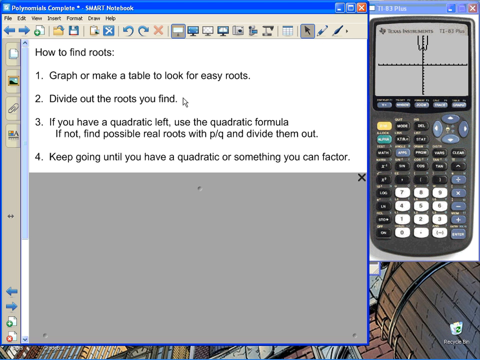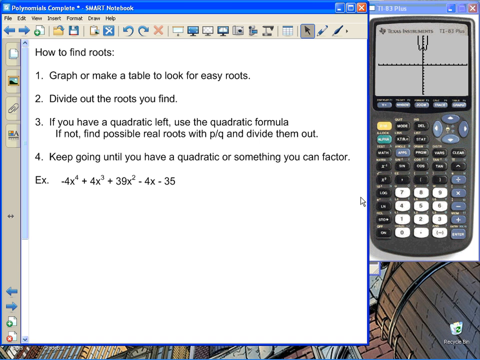You're going to divide out the roots you find. Okay, so we'll go through that. We'll use long division to divide out those factors. If you have a quadratic left, then you're going to use the quadratic formula. If not, find possible real roots with P and Q, and divide them out. And then keep going until you have a quadratic or something you could factor.